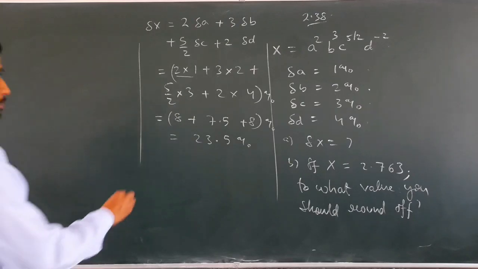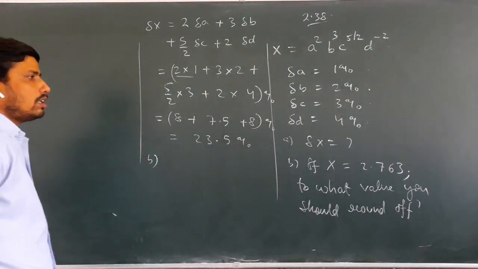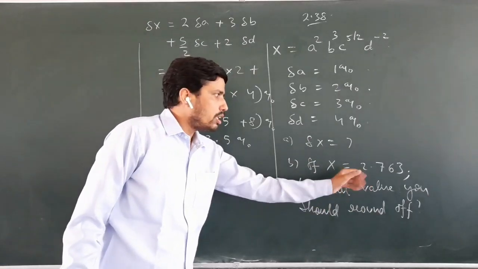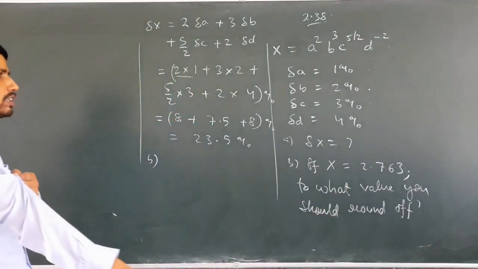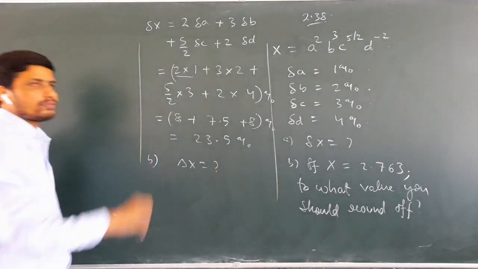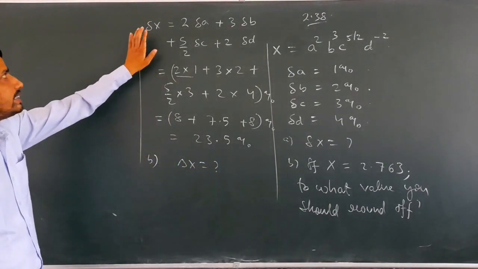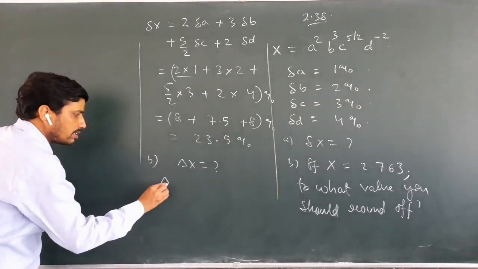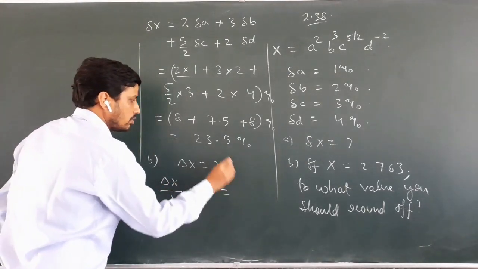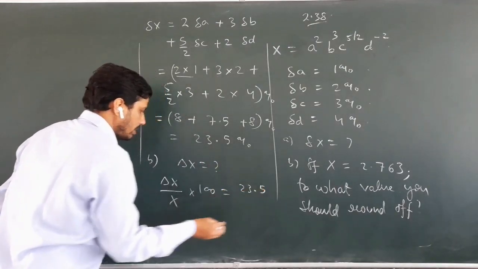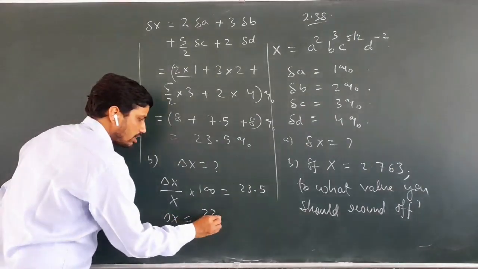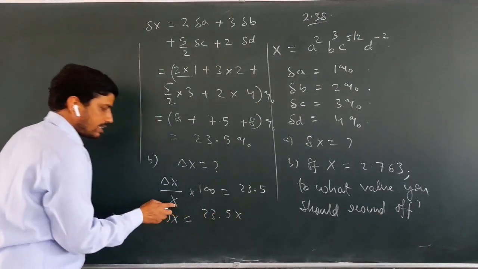Now part B is important. If X is calculated to be this much, then to what value you should round it off? For that, first we need to calculate the absolute error in X. See, this is percentage error. How do we calculate percentage error? Absolute error by actual value into 100. This is 23.5. This gives us the value of delta x as 23.5 into x.